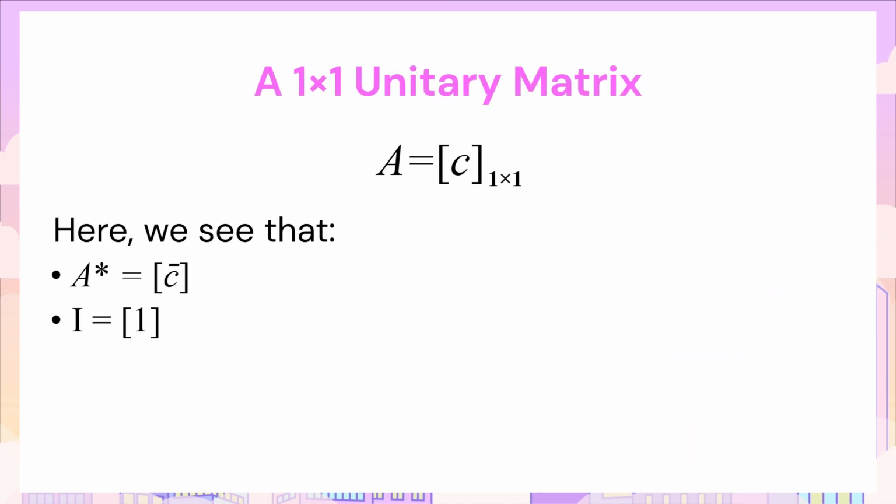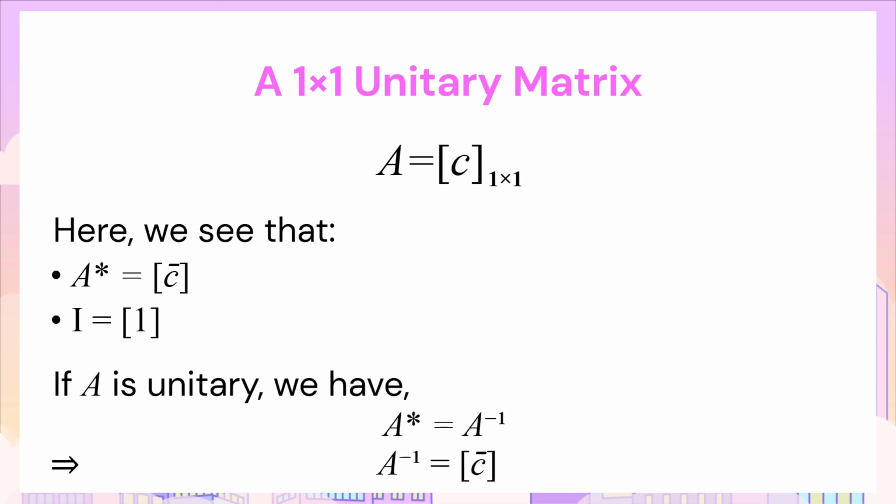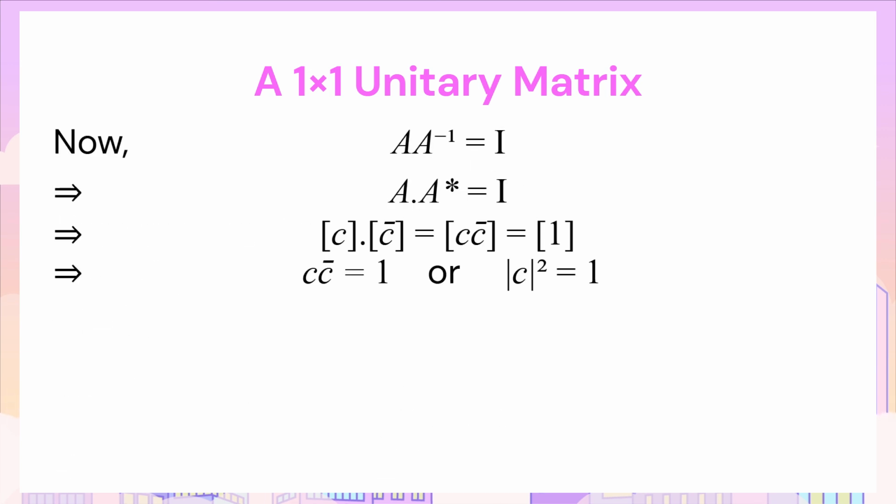Unitary matrices allow complex values. In one-by-one form, we need the conjugate transpose of A, which is the matrix with c bar as its single element. If A is a unitary matrix, then its inverse is equal to its conjugate transpose. That is, a matrix whose only element is c bar. Then, by using the property A inverse equals I again, we obtain c times c bar is equal to 1, or mod c squared equals 1. And finally, we obtain mod c is equal to 1.